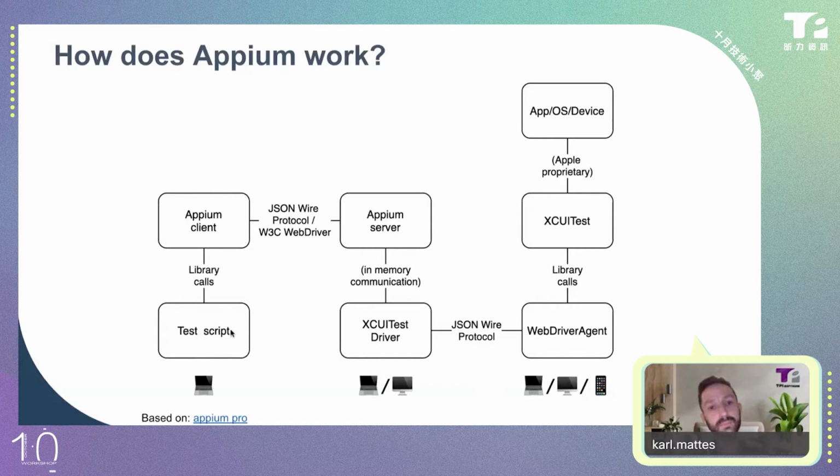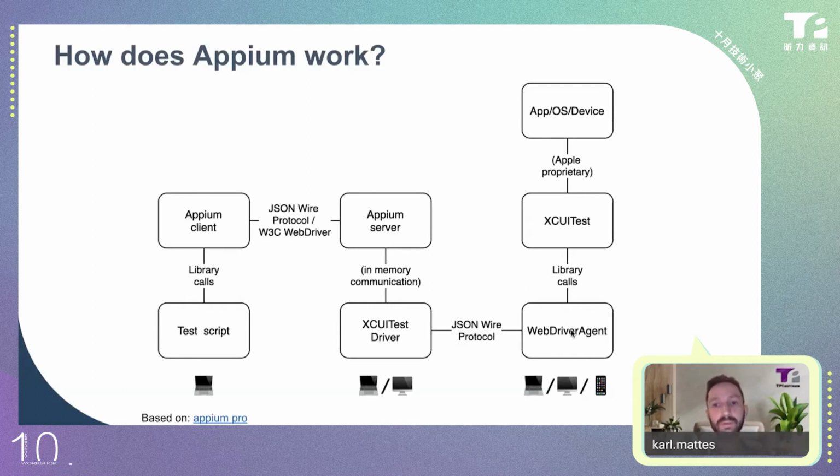They can also all run on your machine, and that's probably mostly the case whenever you're developing and testing your test cases. So we can see here, when we write a test script, it uses library calls to communicate with the Appium client. The Appium client then uses the JSON wire protocol to communicate with the Appium server, with the Appium server either running on your laptop or on a separate machine. The Appium server then communicates with the driver, in the case of iOS, the XCUITest driver, and that again communicates with the WebDriver agent, which is an app installed on your phone that helps us to automate the app that we want to test or the operating system.